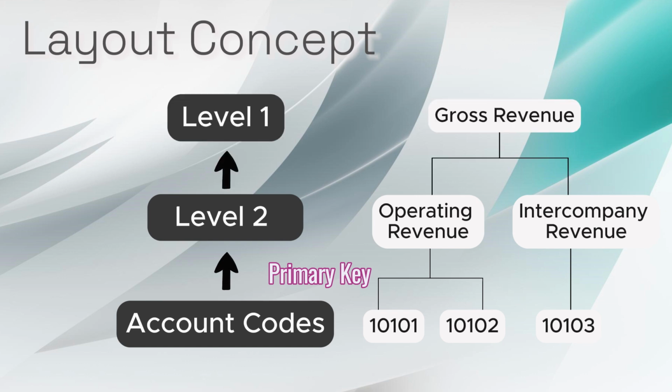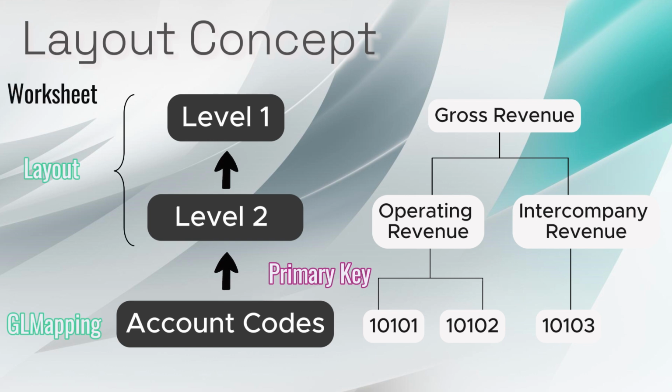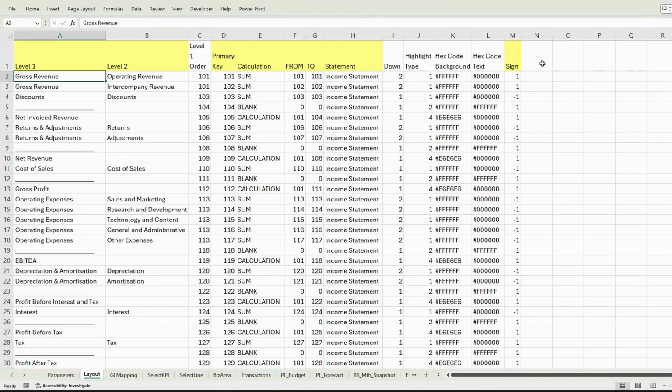As you can see, level 1 and level 2 of the layout reside at the layout worksheet, while the account code is at the GL mapping worksheet. You can either start working from the layout worksheet or the GL mapping worksheet, as there is no difference, just which direction you are more comfortable to start with. For me, I prefer to work out the overall layout view first, as mapping the account codes to level 2 will be a breeze once the primary keys are already done. Let's go back to the Excel file.